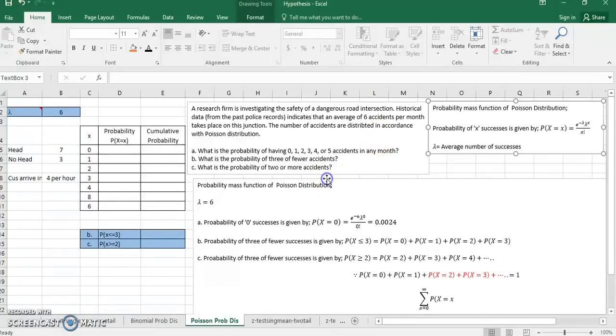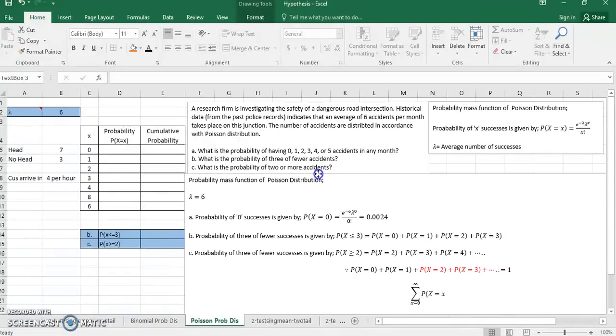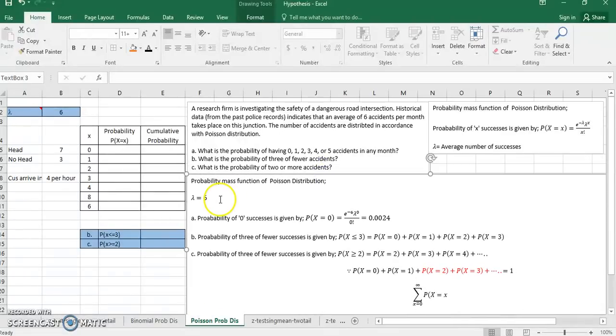So I'll show a manual calculation right here for this particular problem. I'll show you the calculation for all 3 parts. First of all, I'm interested in calculating the probability of 0 successes. That means 0, 1, 2, 3, 4 or 5 accidents.